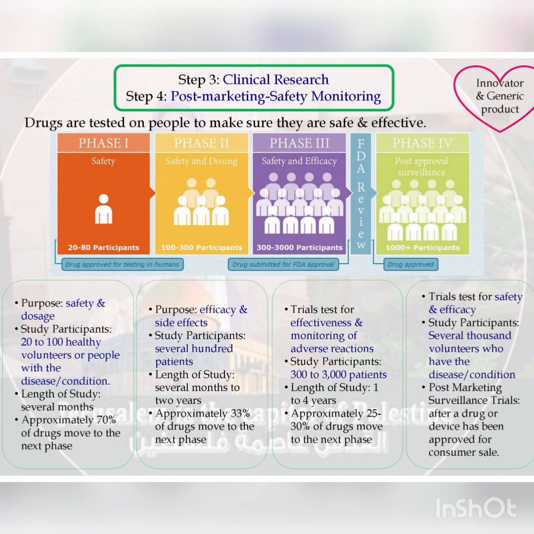Phase 3. Safety and efficacy. Trials test for effectiveness and monitoring of adverse reactions. The participants' number in this phase are from 300 to 3,000 patients. The length of the study is from 1 to 4 years. Approximately 25 to 30% of drugs move to the next phase.